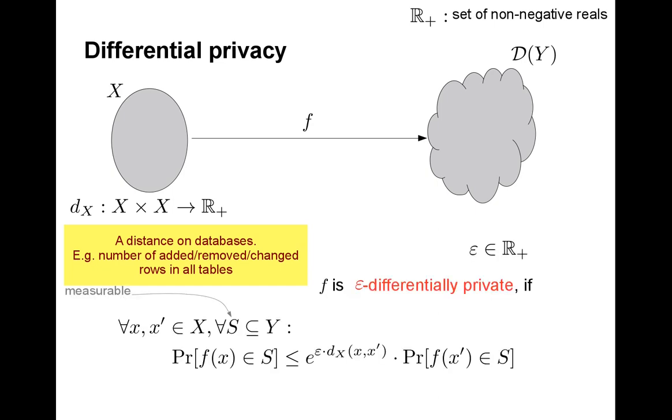And then we have this definition of differential privacy. We say that F is epsilon differentially private if for two different databases, X and X prime, the probability of getting a certain result does not change too much. The change is bounded above by the distance between X and X prime, and the bound is multiplicative. So this is the standard definition of differential privacy.